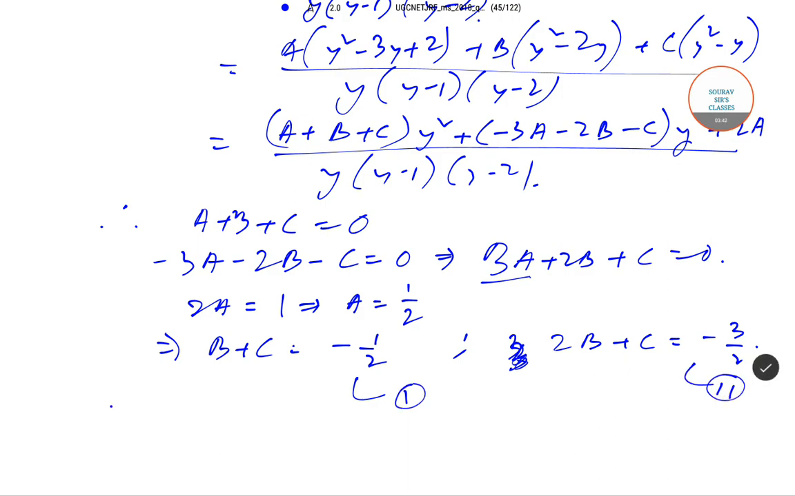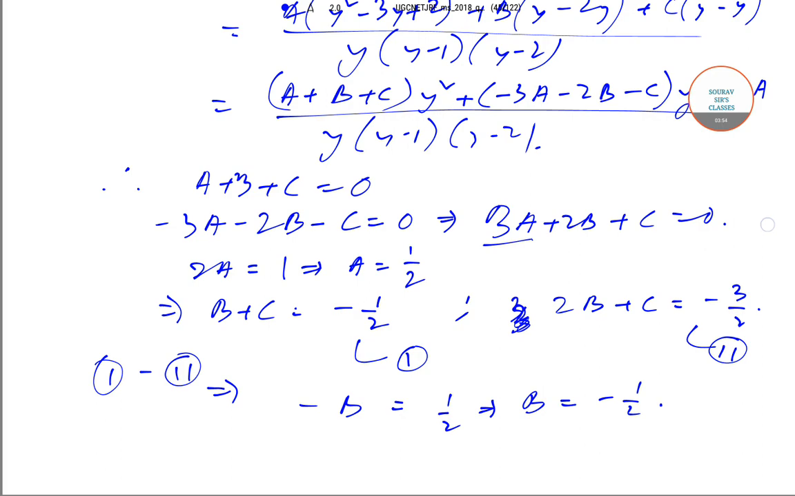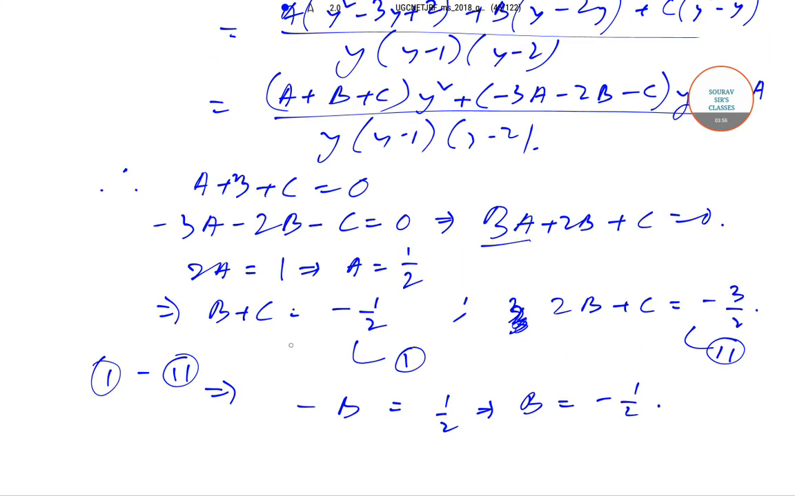we subtract, we do 1 minus 2, so we'll get minus b is equal to 1 by 2. That implies that b is equal to minus 1 by 2. And now if we put this value of b in equation 1, then that will imply that c is equal to 0.